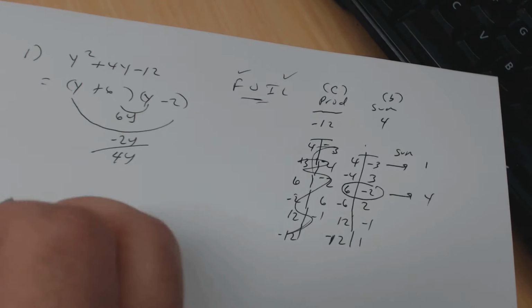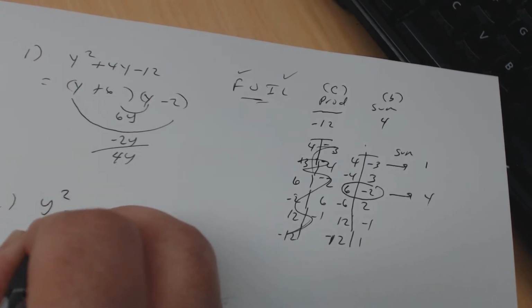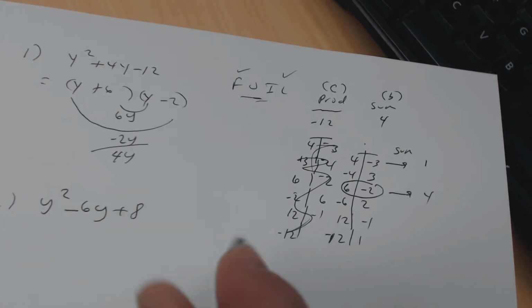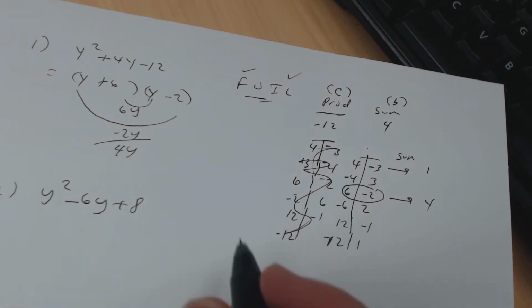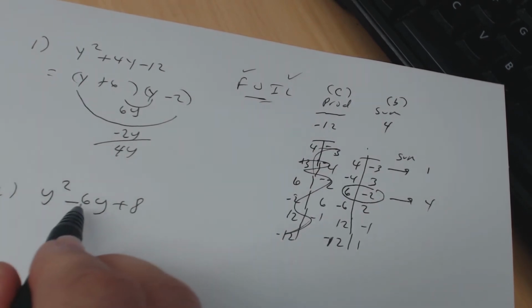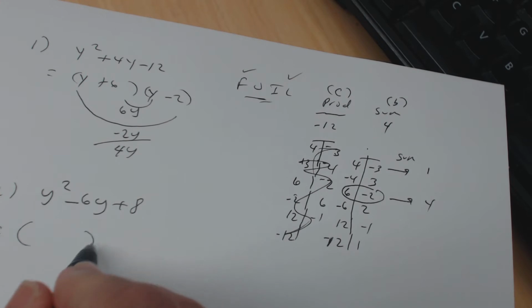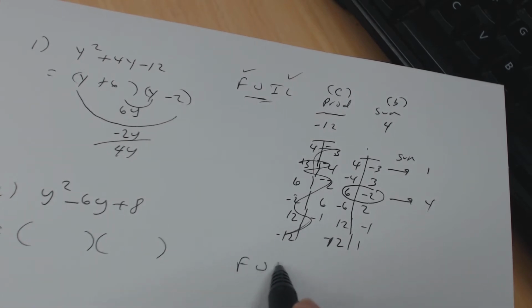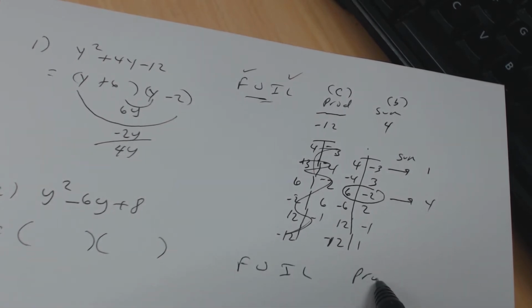Okay, number 2. You have y squared minus 6y plus 8. So I'm going to use the same idea. I'm going to use this idea here. So the GCF is 1. GCF is 1, so I'm going to go directly to two binomials. I'm going to think of FOIL. I'm going to use the idea of product, and I'm going to use the idea of sum to help me with this.